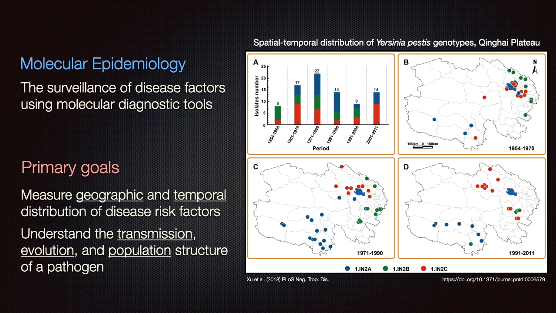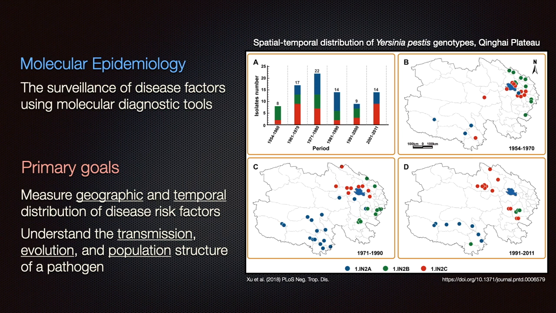Molecular diagnostics are at the heart of a field called molecular epidemiology. This field is concerned with the surveillance of disease factors using molecular diagnostic tools. The primary goals of molecular epidemiology are to measure geographic and temporal distribution, or distribution over time, of these disease risk factors. A second goal is to understand the transmission, evolution, and population structure of a particular pathogen.